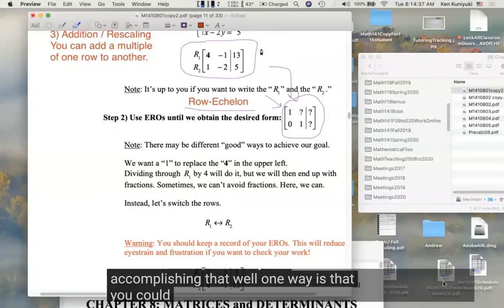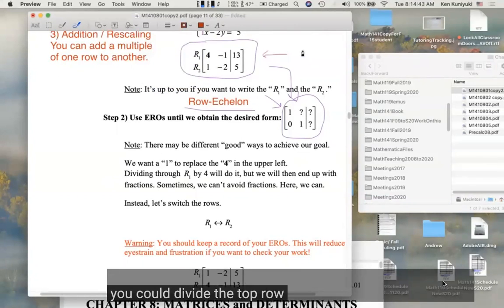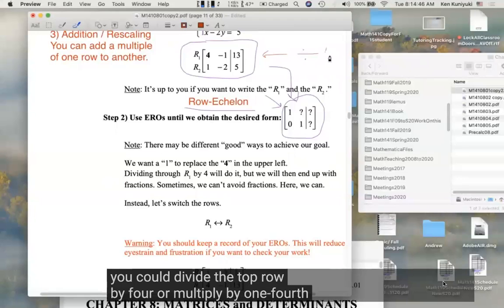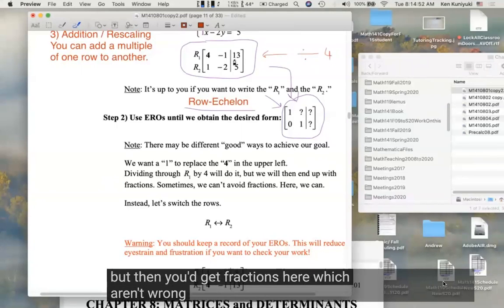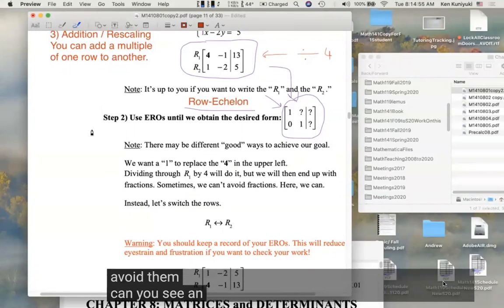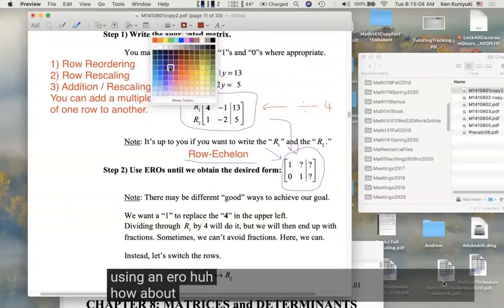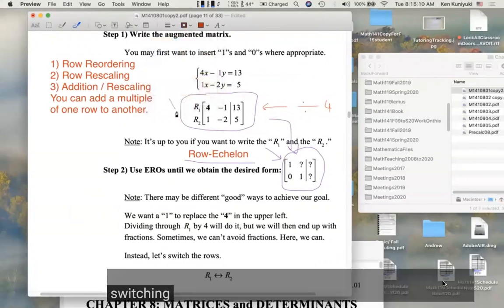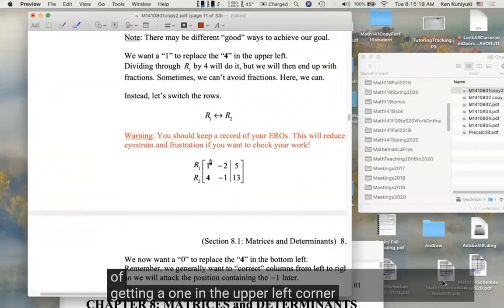Well, one way is that you could divide the top row by 4 or multiply by 1/4. That would be totally legitimate, but then you'd get fractions here, which aren't wrong, of course, but maybe you'd like to avoid them. Can you see an easier way of getting a 1 up there using an ERO? How about switching the 2 rows? Switching the 2 rows. All right. And that's a pretty quick way of getting a 1 in the upper left corner, which is what we like.